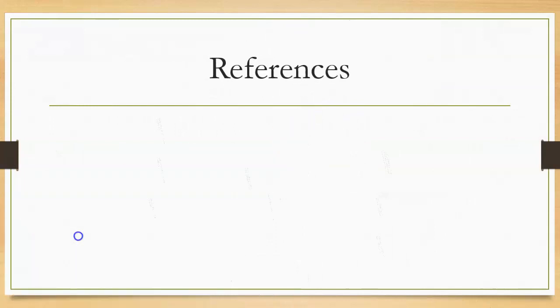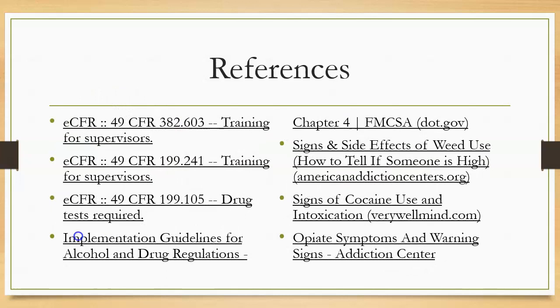And then here we have our references, just citing the Code of Federal Regulations, those training for supervisors, the drug tests that they are required to look for, the Federal Motor Carrier Safety Administration, and then a few articles from some journals just discussing signs to look for possible drug and alcohol use.